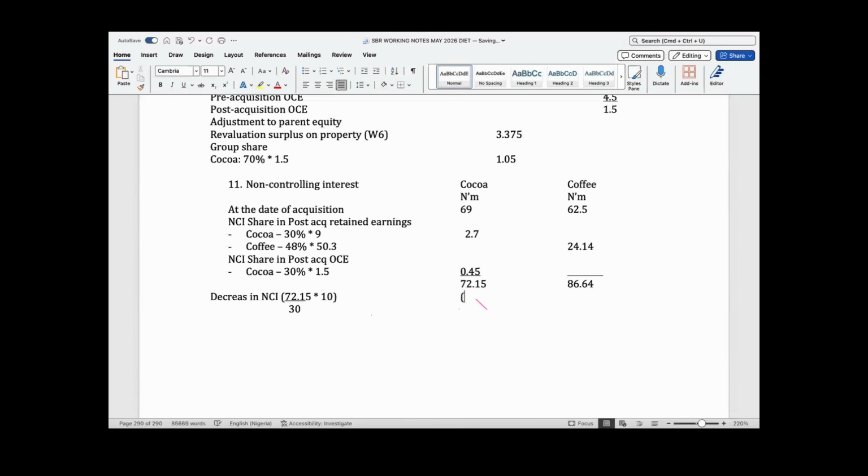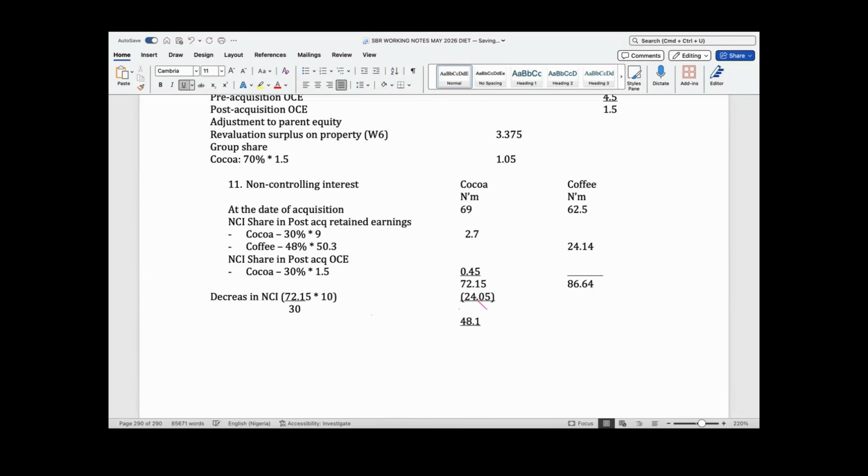So how much is that? 24.05. Sorry? 24.05. Okay. So how much is that? So what's the value of NCI now? 48 point 1. 48.1?